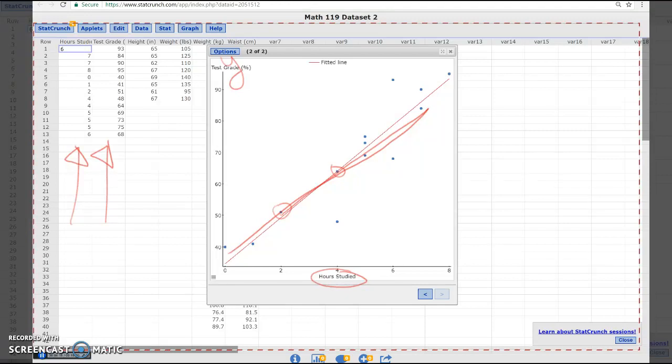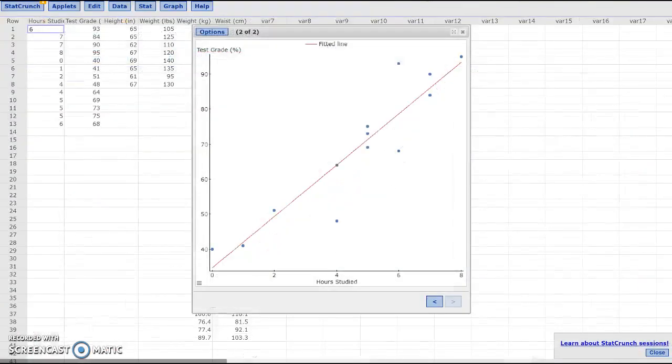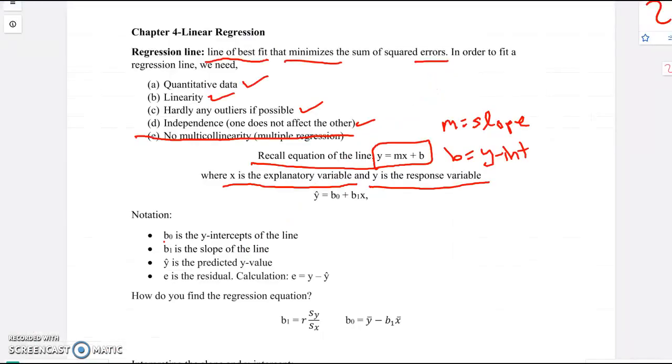Okay, so the way that we calculate the best fit line is through these equations. So I put the equations down here. These are the equations that you use. Now, you don't need to use them. You will not be able to find the slope and the y-intercept by hand because they're really, really difficult to compute. Instead, what we will be able to do is use StatCrunch.